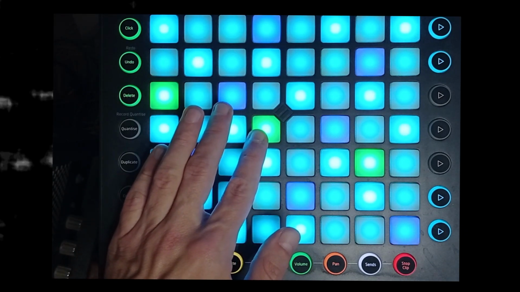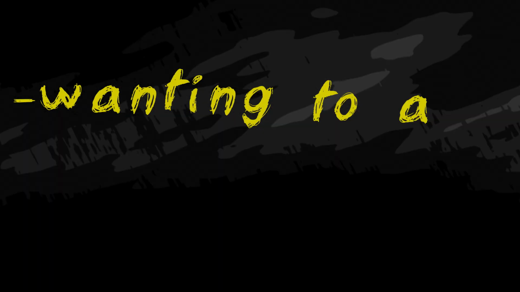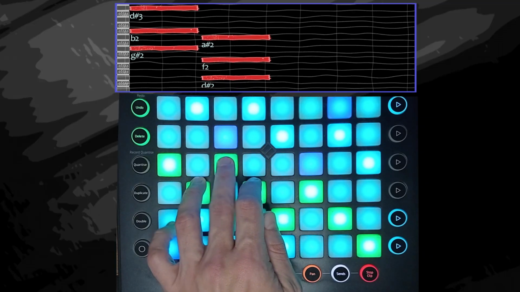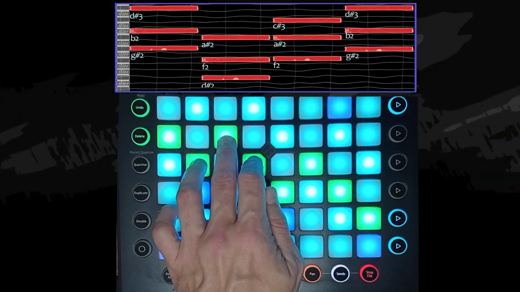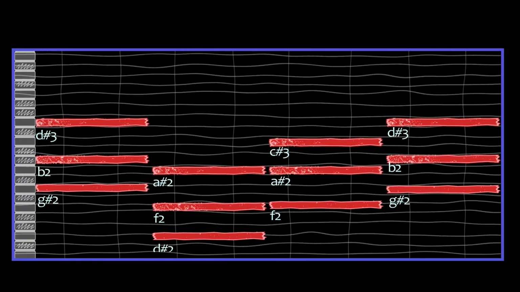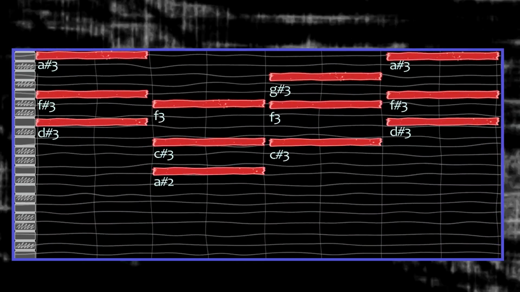as we add voices, we build on the initial subjective feeling, wanting to add complexity to the line. Let's add some triads. Next, we continue to complicate things by shifting from linear triads to placing them in ninth chord position.